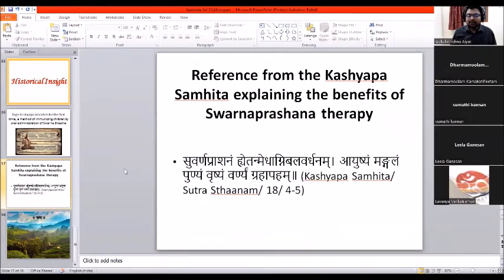And for children who have different health problems, the duration of Swarna Prashanam will vary. Some children may require Swarna Prashanam for 1 month continuously, that is 30 days. Some may require it for 2 months, some for 6 months, some for 1 year. Whatever be the case, it may begin on a day which has Pushya Nakshatra.